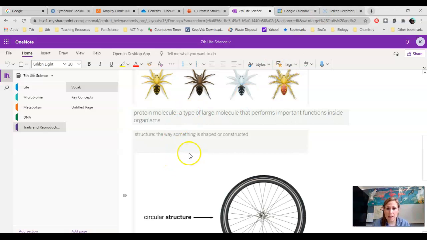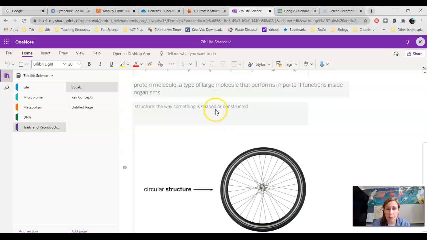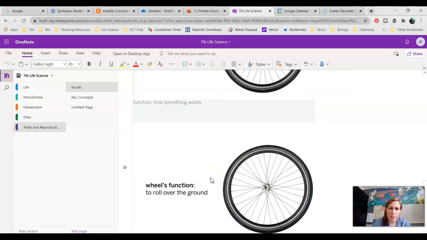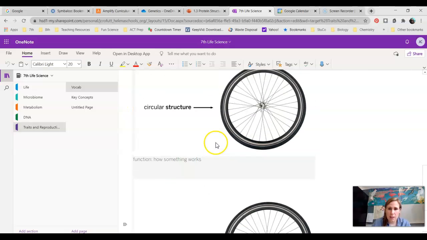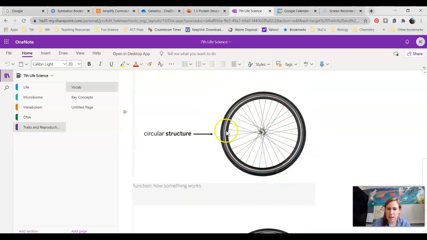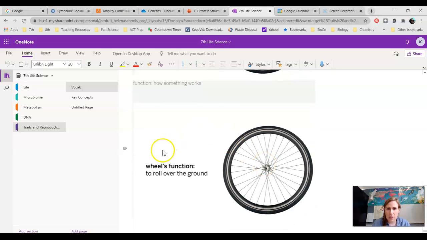Okay, structure is the way something is shaped or constructed. So shape is going to be the big word we focus on with structure. And function is the job it does, so how something works. Okay, so the 2 examples you get here is a bike tire has a circular structure, but its function is to help it roll over the ground.